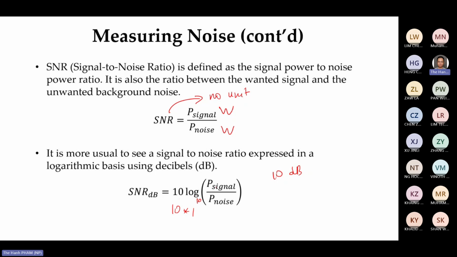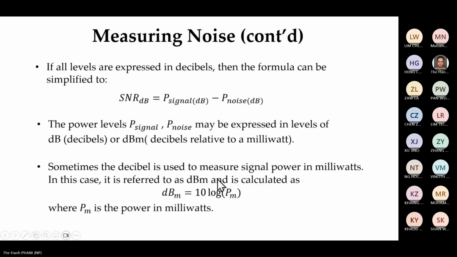So in order to have 10 dB, this one must be 10 times. So the signal power should be 10 times the noise power. Now, if you have 20 dB, this one should be 100. So the signal power should be 100 times the noise power. Then you have 20 dB. Okay.